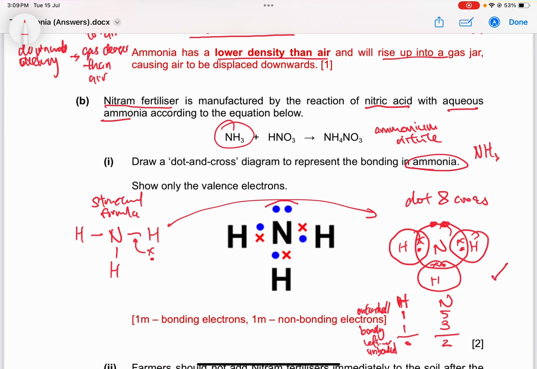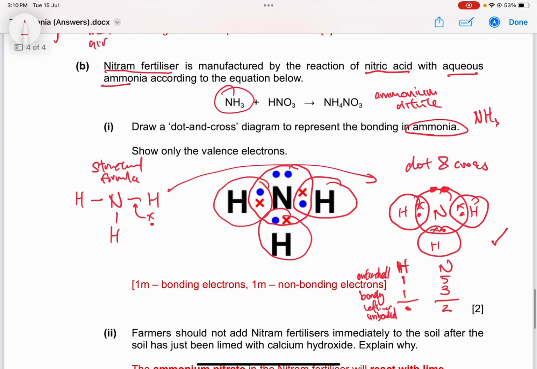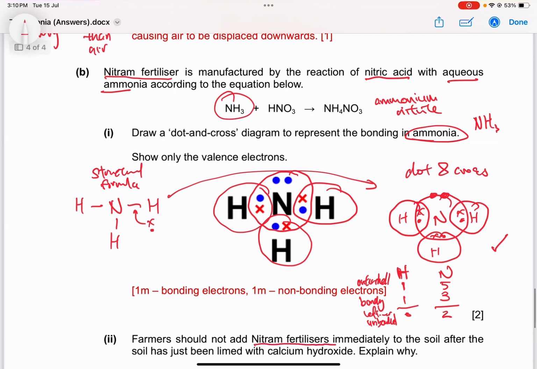Okay, so generally you also have that circle over here that most of you are very familiar with. Part b, part 2. Farmers should not add nitrum fertilizers immediately to the soil after they are limed with calcium hydroxide. Explain why. So calcium hydroxide is an alkali, right? Actually, for calcium hydroxide, think of 2 things only. One is it's lime water, so it reacts with carbon dioxide. The other thing is you think of it as an alkali. So alkali can react with either my acid, or my ammonium salt.